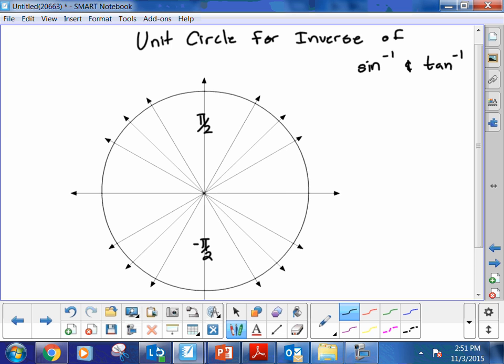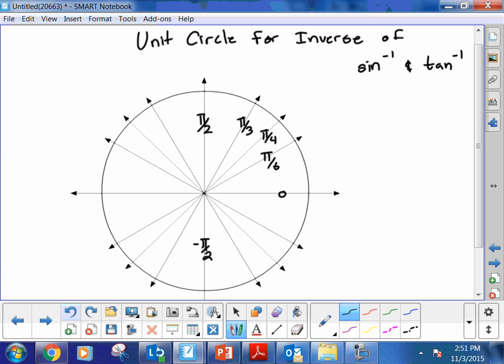I'm going to go ahead and fill in the rest of the unit circle. You know, this is 0. This is pi divided by 4. I'm sorry, no, pi divided by 6. Pi divided by 6, pi divided by 4 is next, and then pi divided by 3. It's right up there.